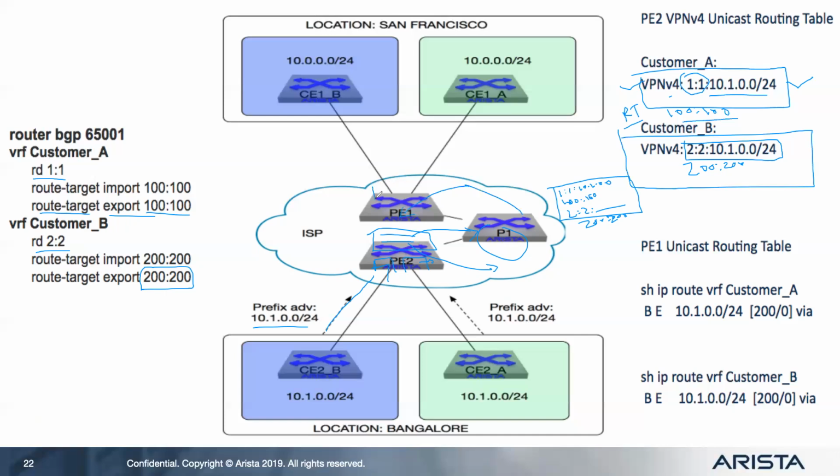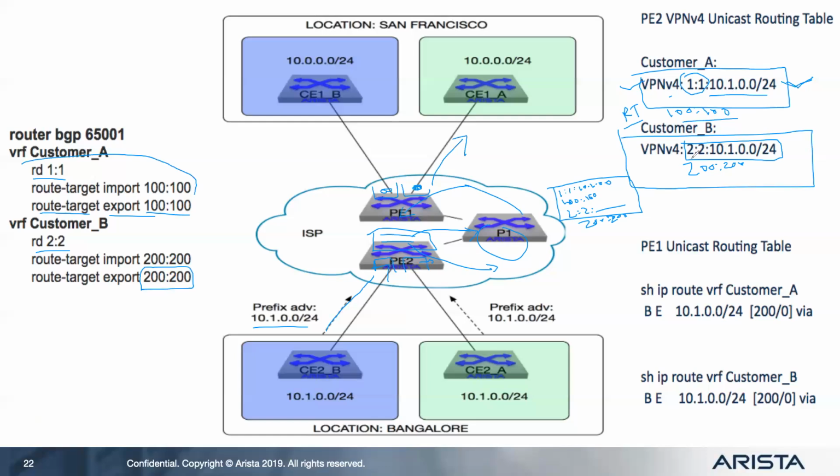Now it has to advertise the specific route to the customer, and for that it has to install the route into the particular VRF, customer A and B. How will it understand which route to install in which VRF? There are two routes. Which one do I install in which VRF? That's where the import comes in. The same configuration will also be at the PE1 device.